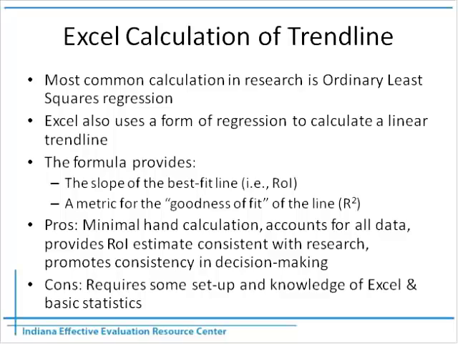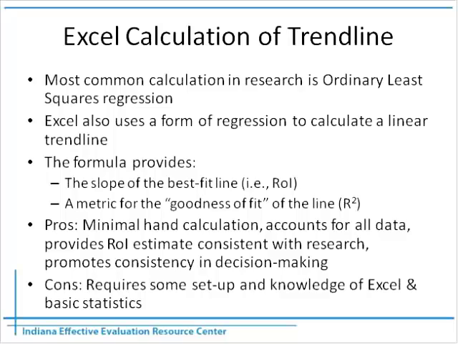And additionally, although it requires an extra step of data entry for those of you using DIBELS or mCLASS or AIMSweb, entering the data into Excel does provide a trend line that's reliable and consistent with the research, using that regression formula. It provides the slope calculation, a best fit line or rate of improvement, and a metric for the goodness of fit, which we won't talk too much about today. But it does calculate that line for you.